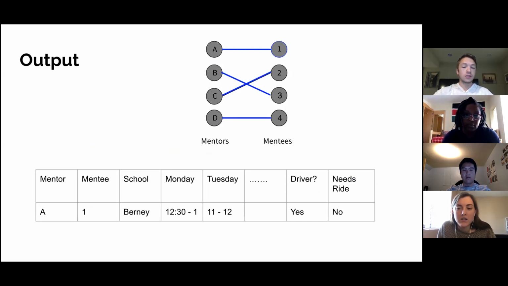So at the end of this matching, we finally have an output, which is going to be a new table. In that you can see the mentor and mentee combos, the school that they're supposed to go to, and a list of the days of the week and the times that they could actually meet up. And as Robert had mentioned, other information about the mentor that will be used later in the process, such as whether or not they're a driver and whether or not they need a ride. And that leads us into our next step of transportation.